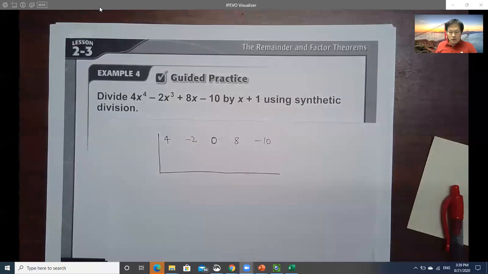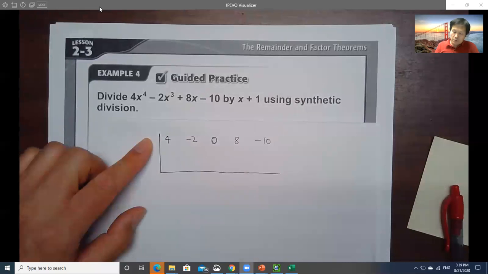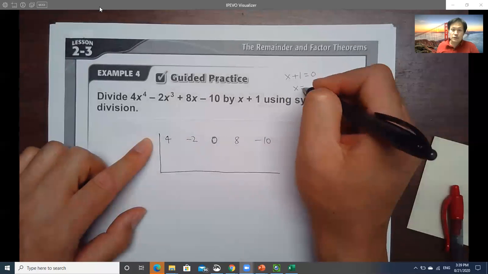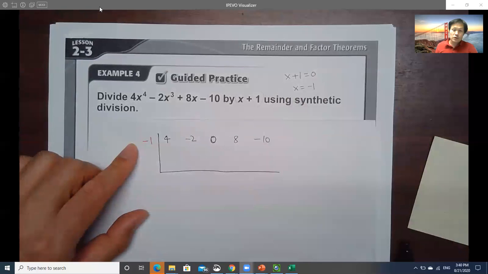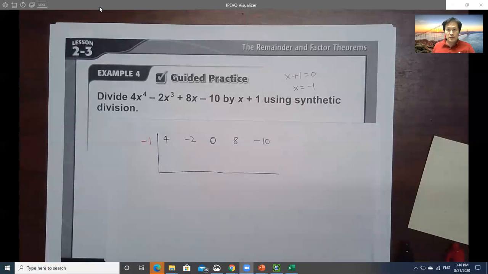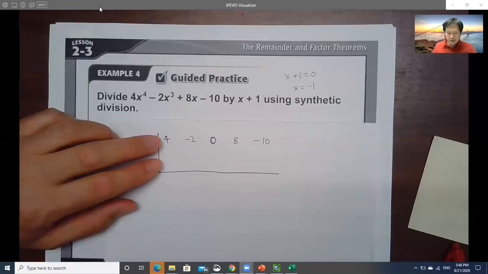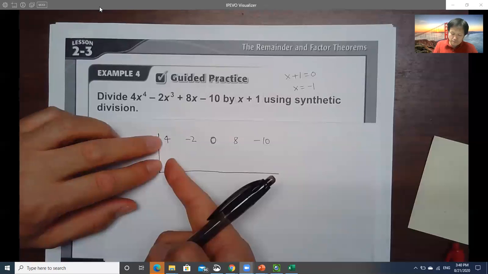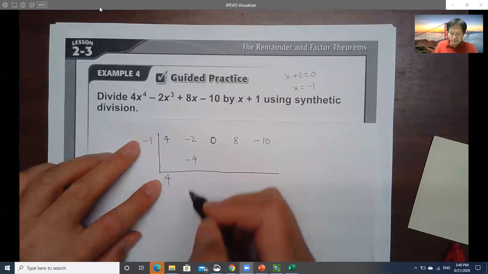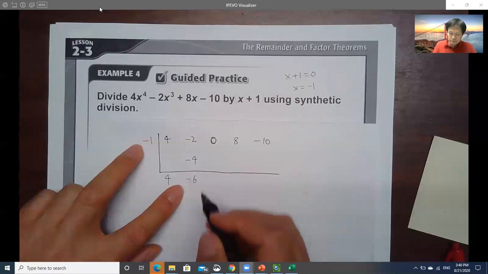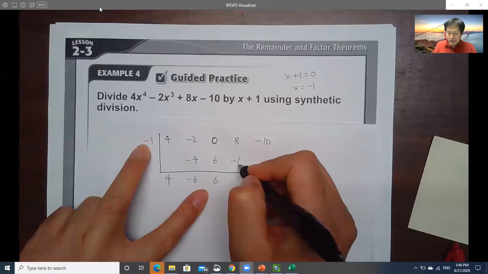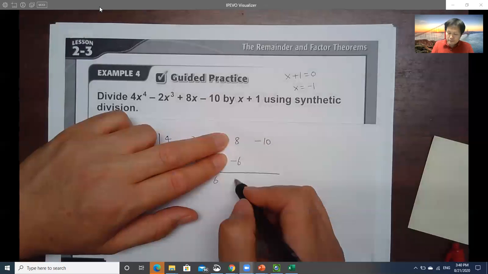Okay, you have to be careful with this number. Let that divisor equal 0. Solve for x: x equals minus 1. So you need to write minus 1 here. So be careful. Then the rest of them is exactly the same. Add: 4 plus nothing is a 4. Multiply, add inside, multiply, add, multiply, add, multiply, add.